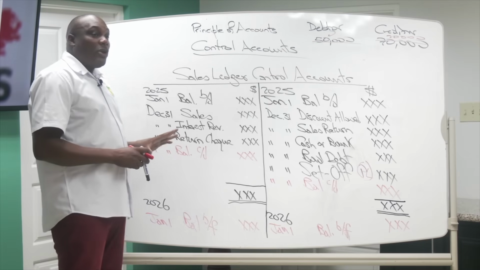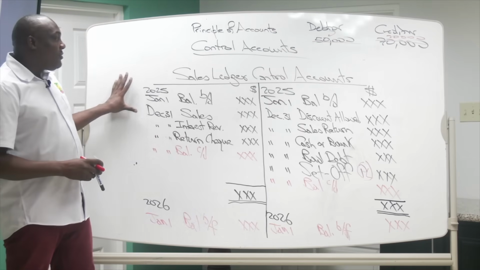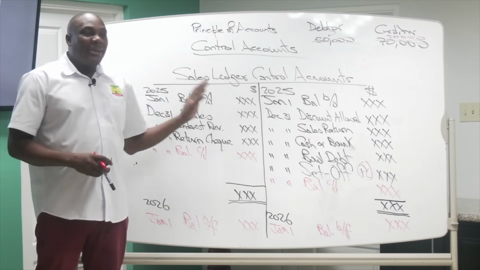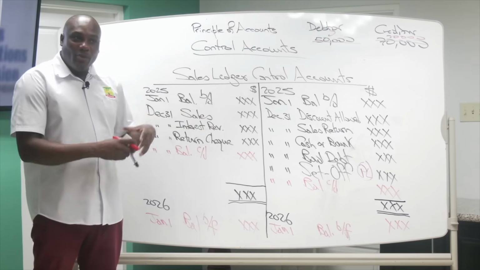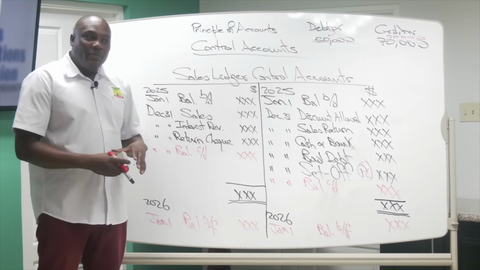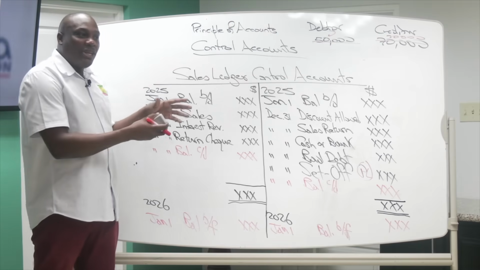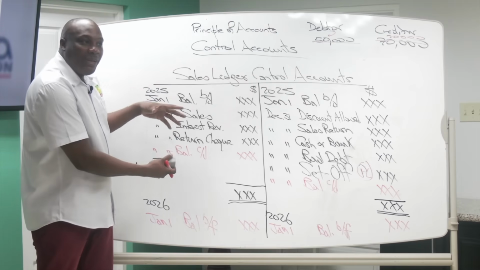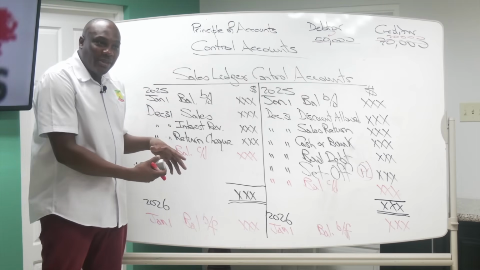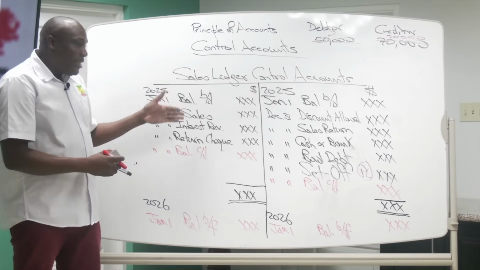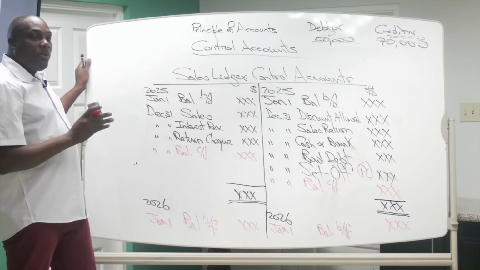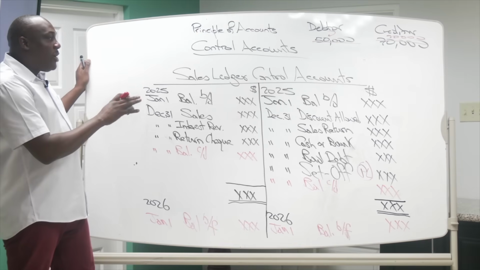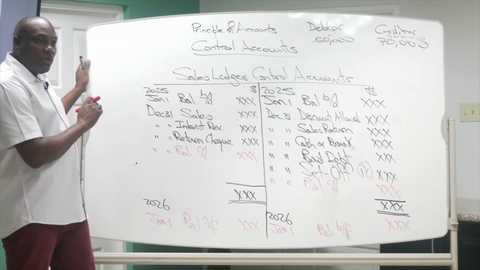Now, let me go on now to... So we have done the sales ledger control account. The reason why I make sure I go through this one first is that this is the bigger one, and it takes more explaining. Now, the purchases ledger control account is generally not as compounded as the sales ledger control account. All right? So that's why I deal with this first, to get that out of the way. All right? So now I'm moving on to the purchases ledger control account.